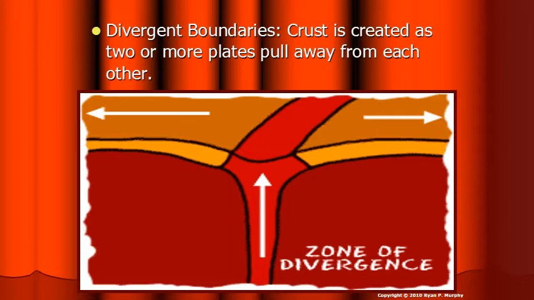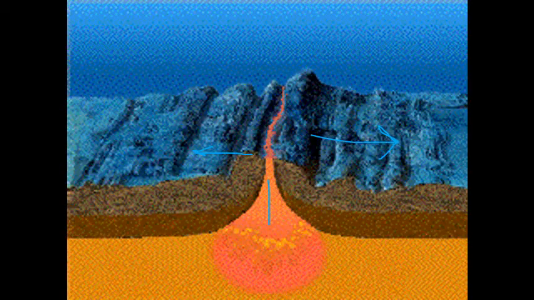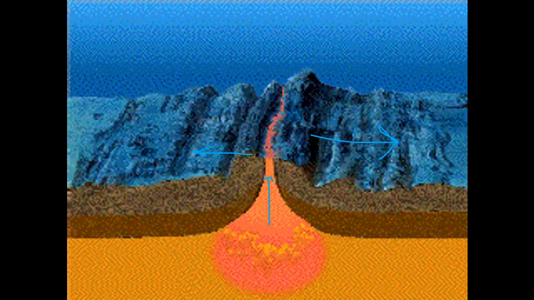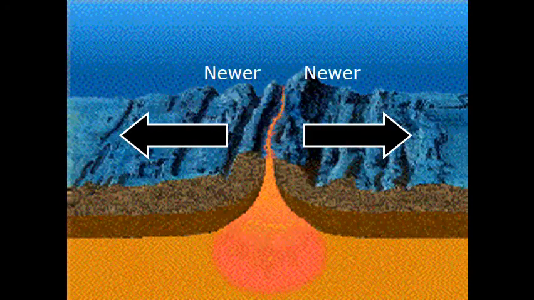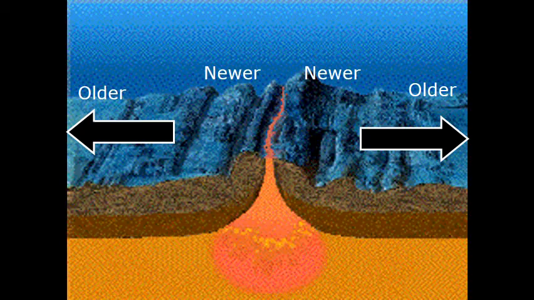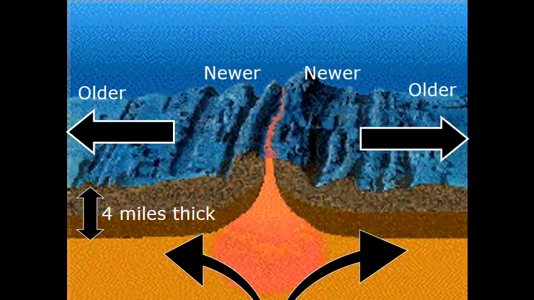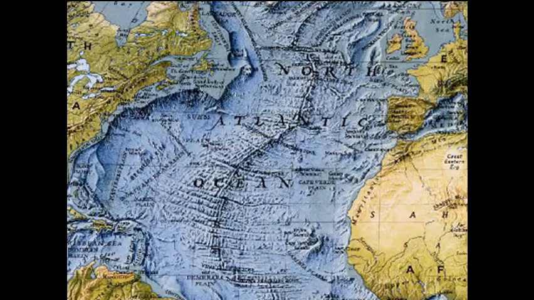Okay, so let's start off with divergent boundaries. These are the ones where the crust is created as two or more plates are pulling away from each other. This is the one where they are moving apart from each other. Looks kind of like this. You have these plates moving away from each other, and as they move away, you can't just have nothing there. The lava is going to come up and fill that gap, and it's going to cool and harden and form new crust there. So we have the newer crust near the center, and the older crust is further away from the gap. It's about 4 miles thick.